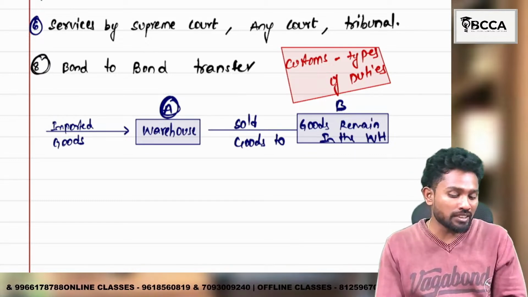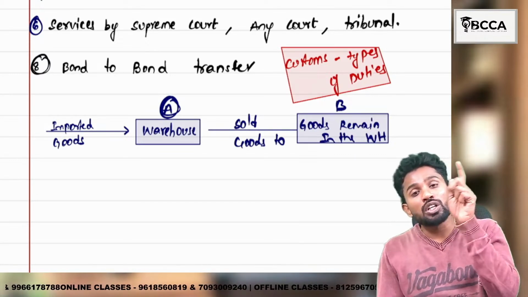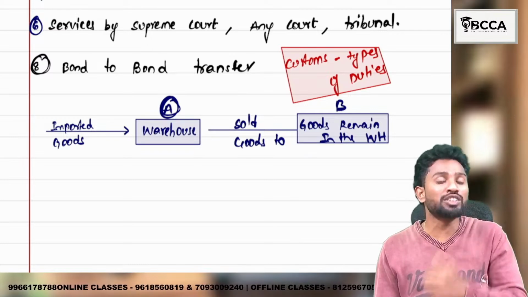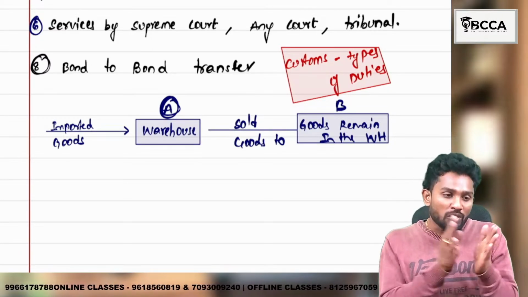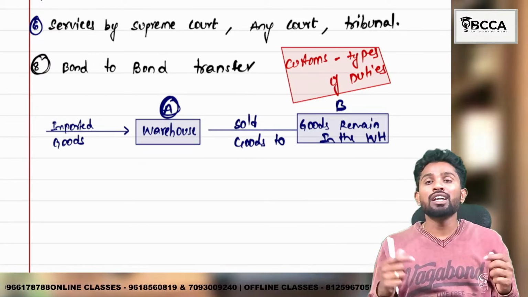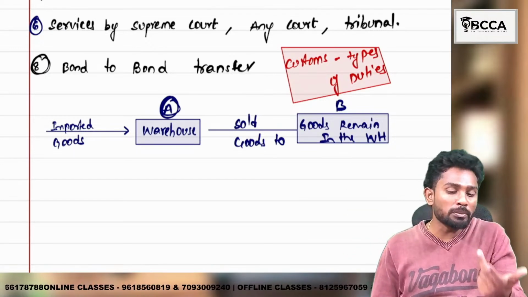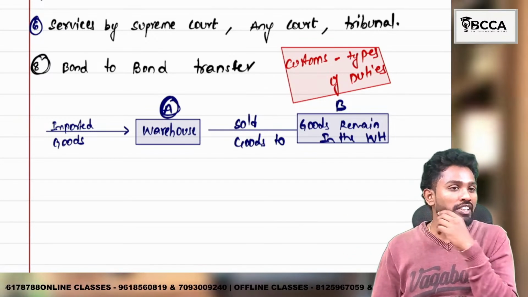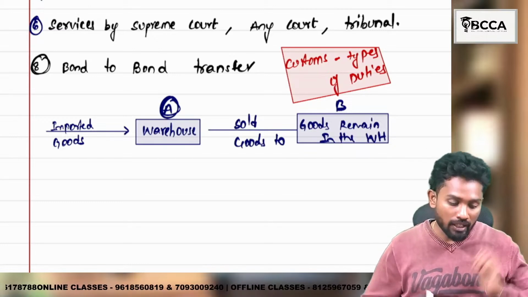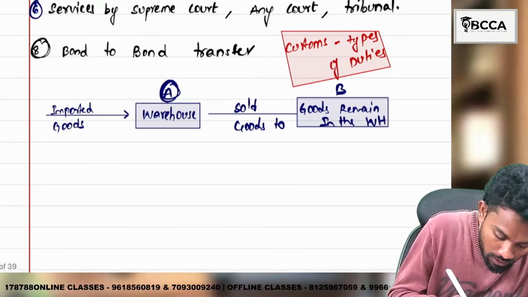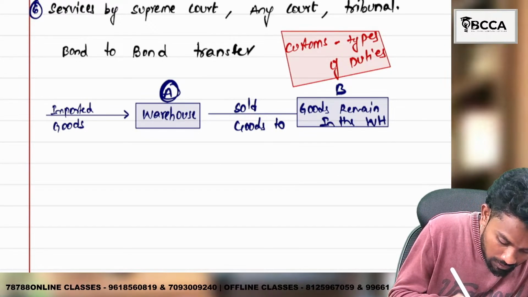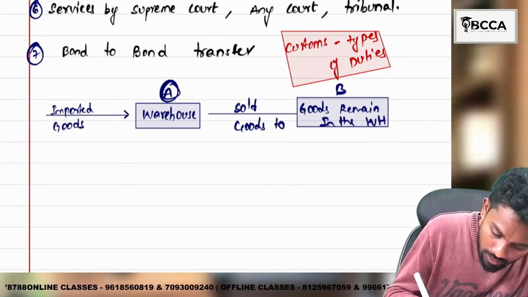Why did the bond come in? Whenever you are warehousing goods, you need to execute a bond. Now when you sell the goods to another person, in the place of your bond, his bond will be replaced. So there is a bond to bond transfer here. In such cases, it's not a supply. That was the seventh one, now the eighth one.